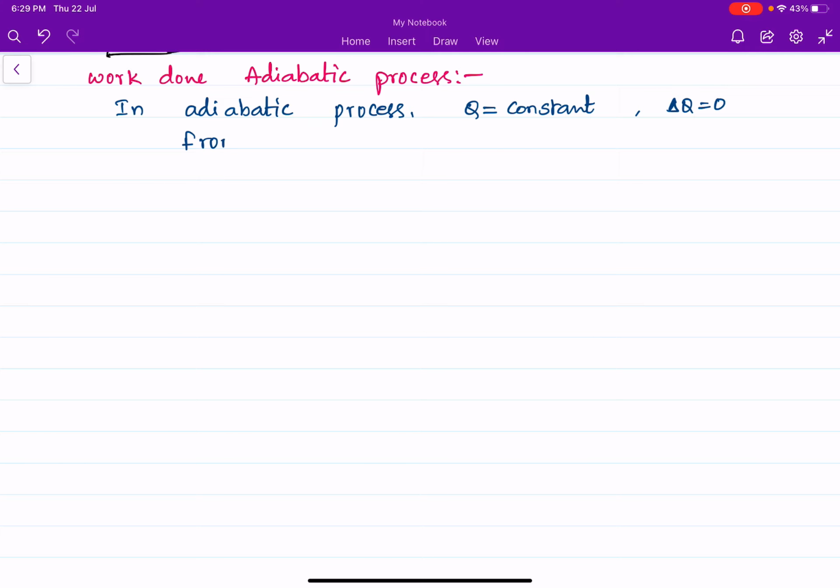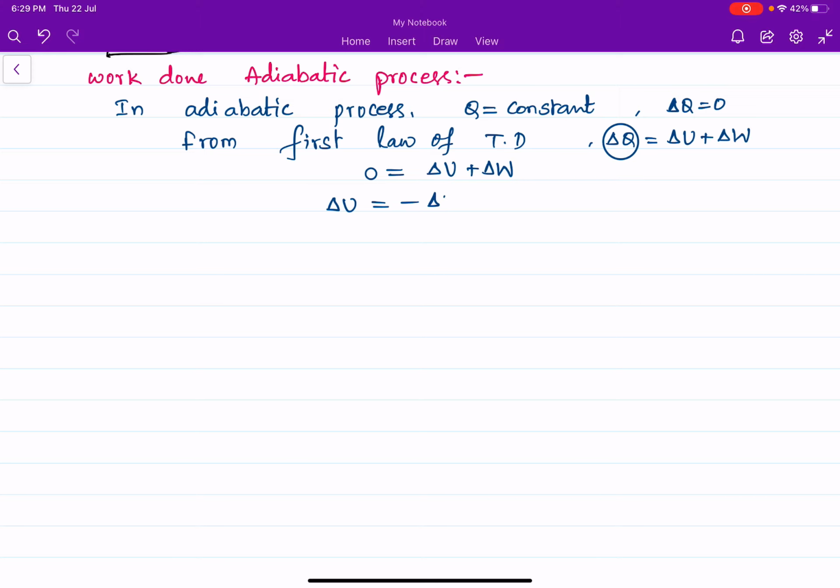From the first law of thermodynamics, delta Q is equal to delta U plus delta W. If delta Q is equal to 0, then delta U is equal to minus delta W in this case. So here there are two conditions. I am taking this as case 1: when change in internal energy is positive, work done is negative.